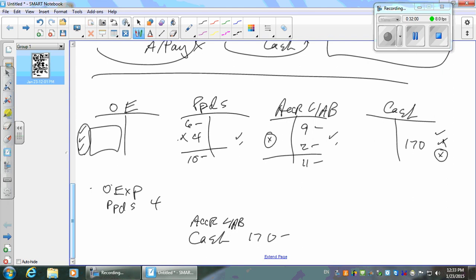By the way, could prepaids go up or down? Of course. Could accrued liabilities go up or down? Of course. Could inventory go up or down? Of course. Could accounts payable go up or down? Of course. Just put in whether it's a debit or a credit, right? In every case. Okay? All right, and what do we have left?